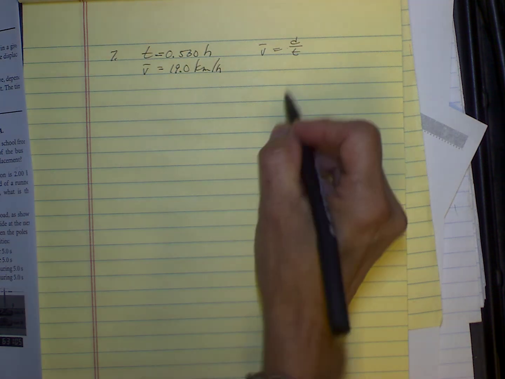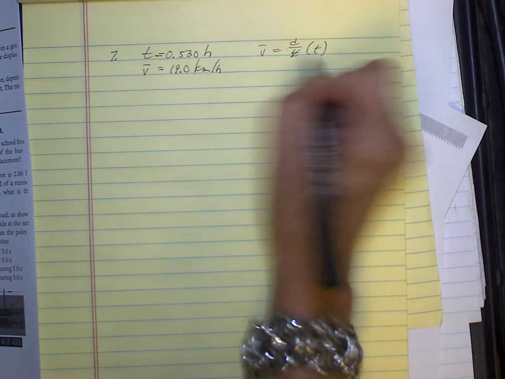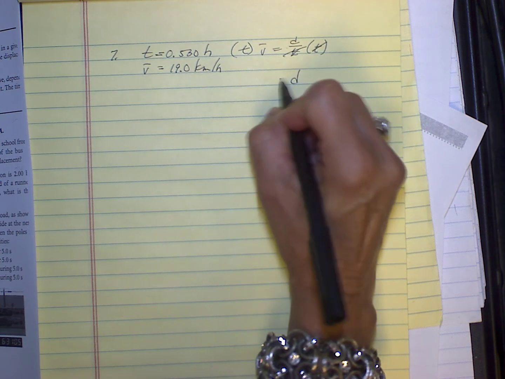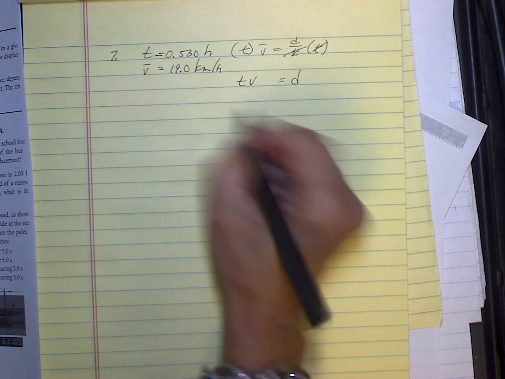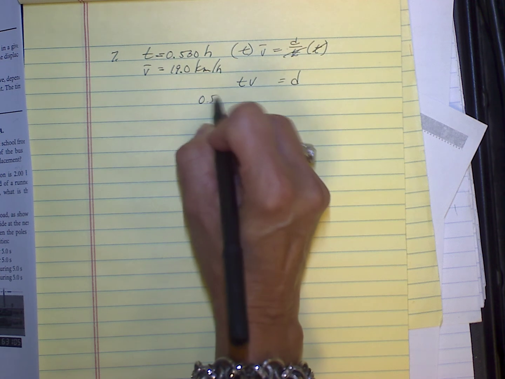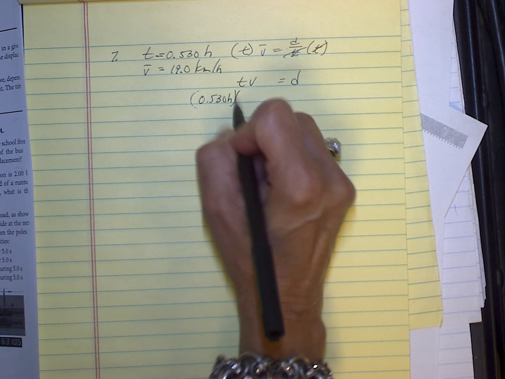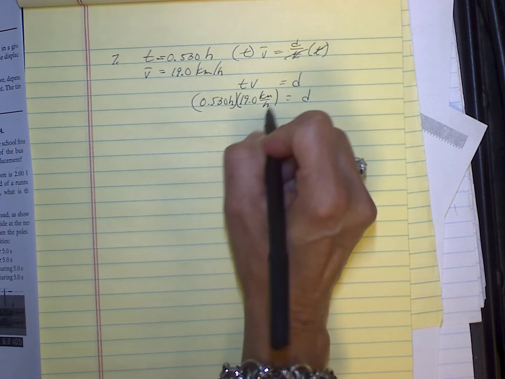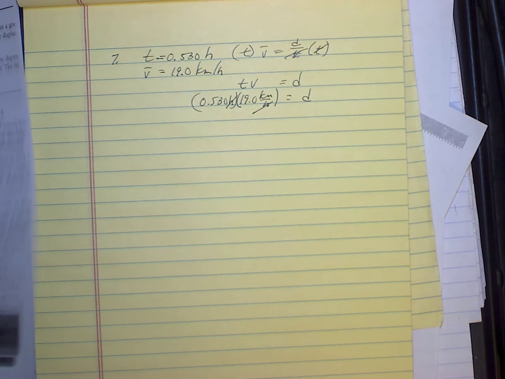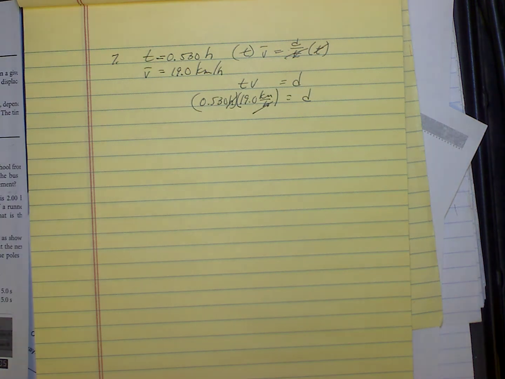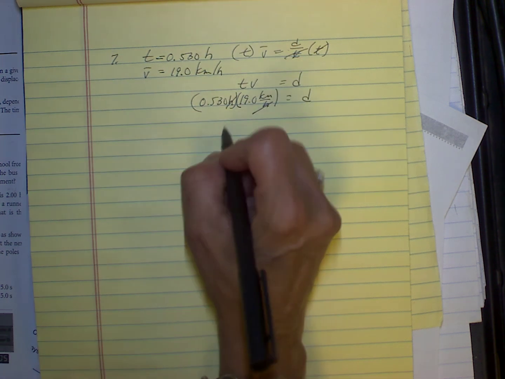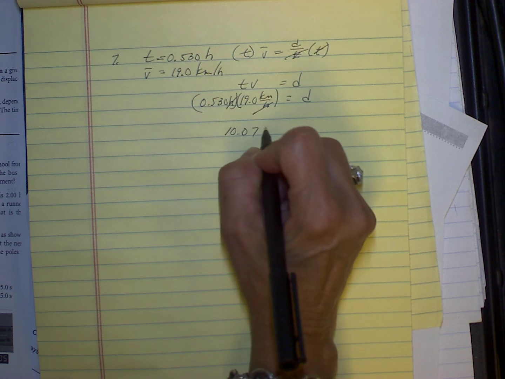And you're going to rearrange this formula by doing this. And so D is going to be equal to T times V. You're going to say 0.530 hours times 19 kilometers per hour. And notice that your hours cancel. Remember I said you got to show your units? That's how you check yourself. And you should get 10.07 kilometers.